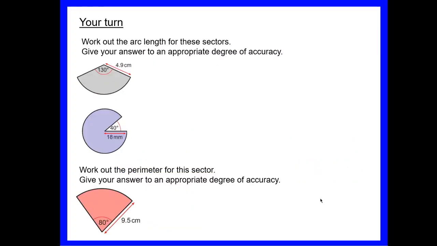Okay, so again, it's your turn then. So for the first two, you're just asked to find the arc length, and for the last one, you're asked to find the perimeter. Give your answers to an appropriate degree of accuracy for each answer. Pause the video, have a go now.